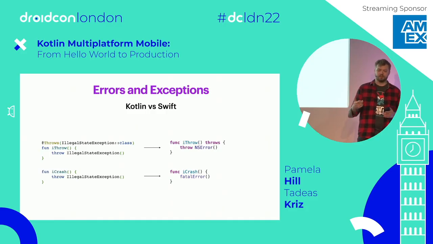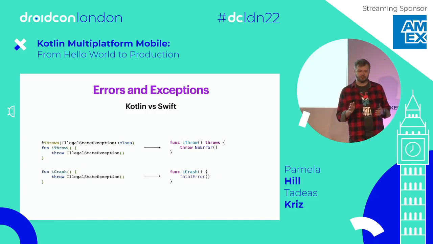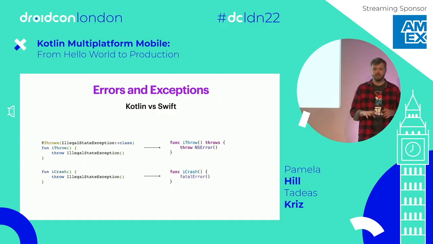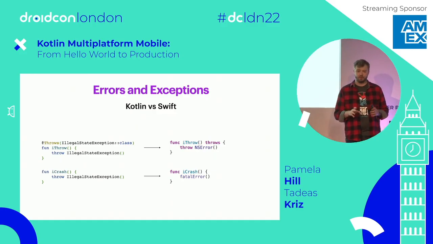That's different from Kotlin, and here you can see on the left two Kotlin functions that behave semantically the same when called from Kotlin. They both throw IllegalStateException. You can catch that. You can decide what to do with it. However, as you can see, they get translated into something else when passing the barrier to iOS native code.